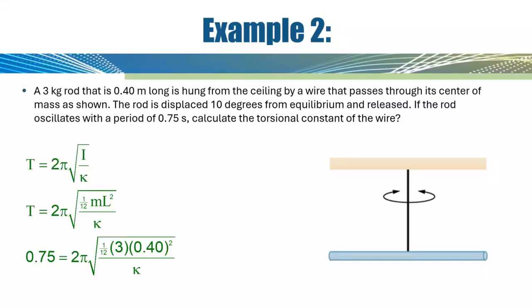So we can find kappa using the period equation, T equals 2 pi square root of I over kappa, where I is the rotational inertia of the rod. And since the wire is passing through its center, the rotational inertia is 1/12 m l squared. So plugging in my numbers, a mass of 3 and a length of 0.4 squared, I can complete that. And since I'm solving for kappa, which is in the denominator under the square root sign, I chose to square everything just to make my algebra a little bit easier and got a torsional constant of 2.81 Newton meters.